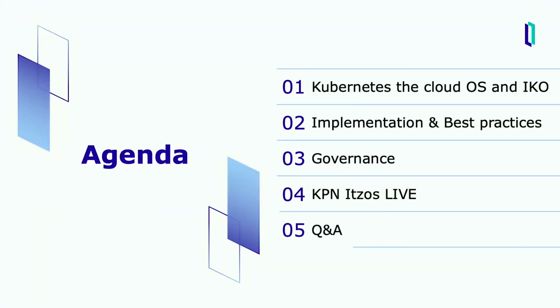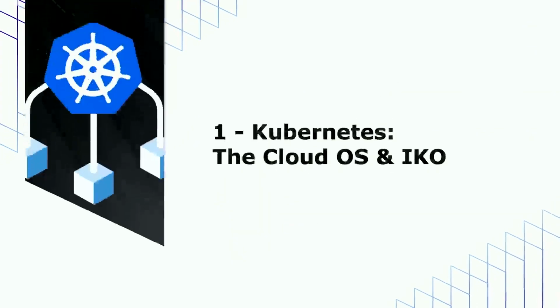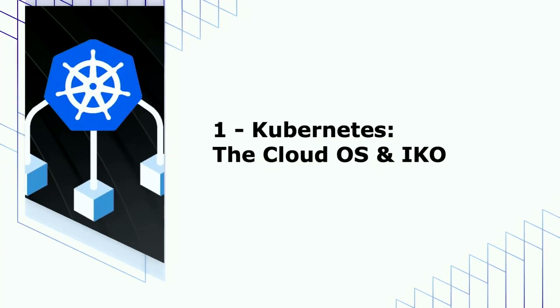The agenda is very simple: a little introduction, then the meat of the presentation on IKO, best practices, tips and tricks, and new features of IKO. Then we're going to talk about governance, and then we leave the stage to Joost. All right, so Kubernetes was defined as the cloud operating system, and IKO is here to help you deal with stateful services within that. And so that's what we're going to talk about today.